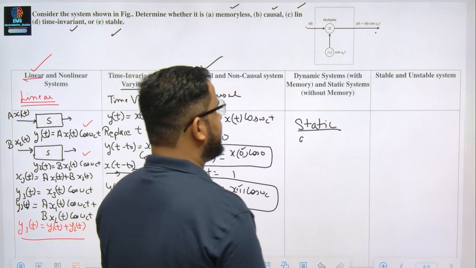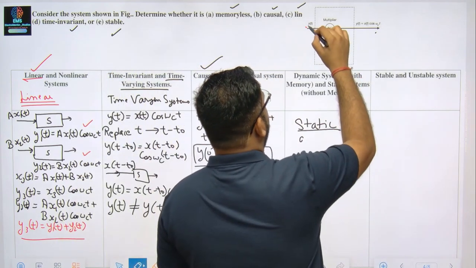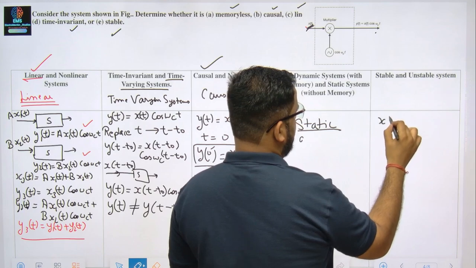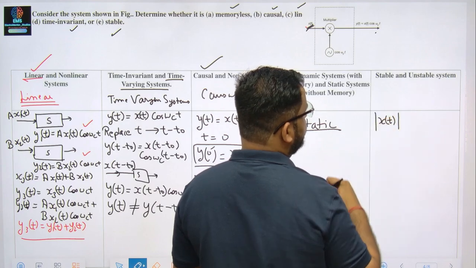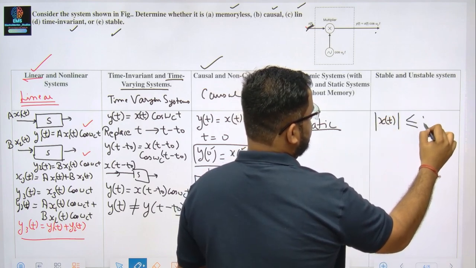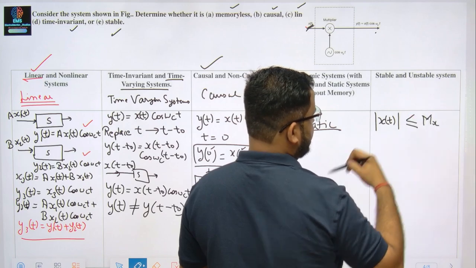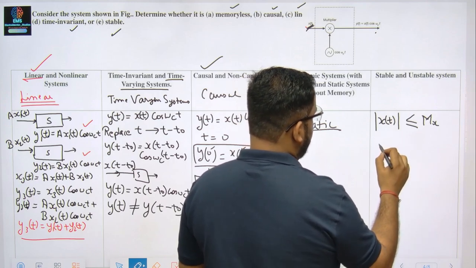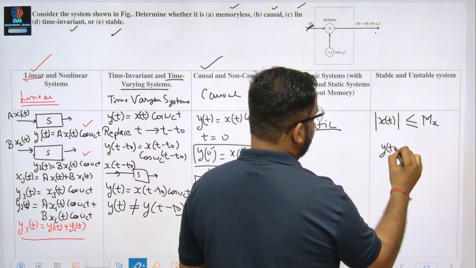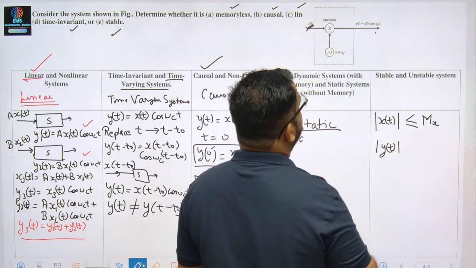Okay, now stable and unstable. Let us see. I have an input x(t). Let's take the magnitude of x(t) to be less than some number Mx, where Mx is a finite number, whatever it is. Now let's check whether the magnitude of y(t) is finite or not.